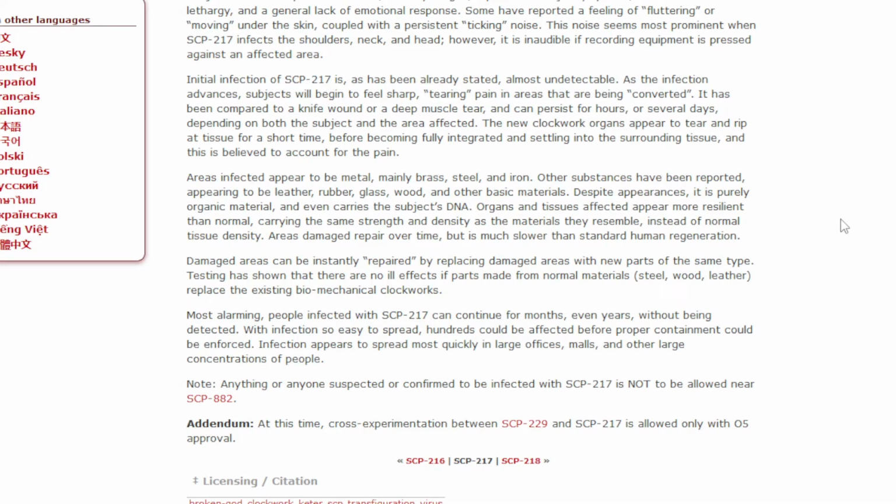Areas damage repair over time, but much slower than standard human regeneration. Damaged areas can be instantly repaired by replacing the damaged areas with new parts of the same type. Testing has shown that there's no ill effect if the parts are made from normal materials such as steel, wood, and leather, and replacing them the existing biomechanical clockworks.